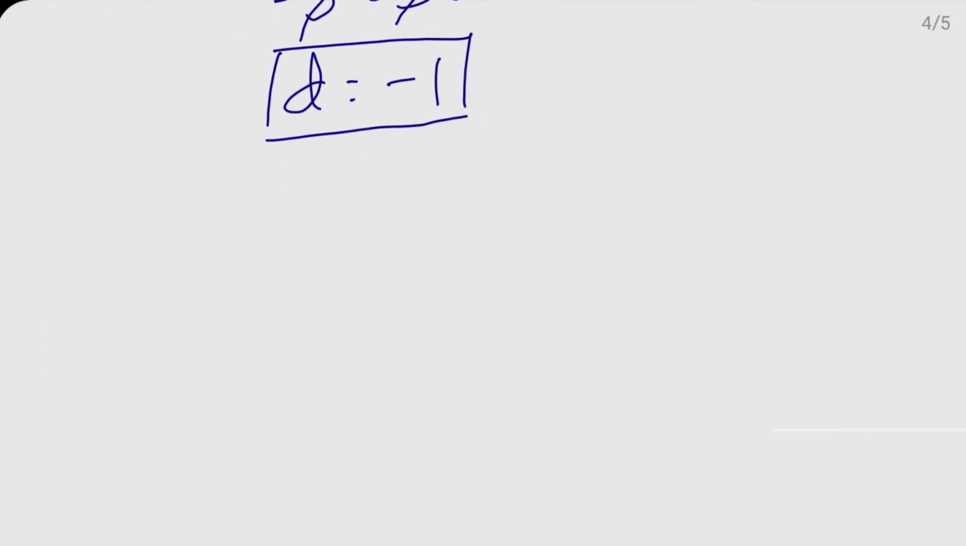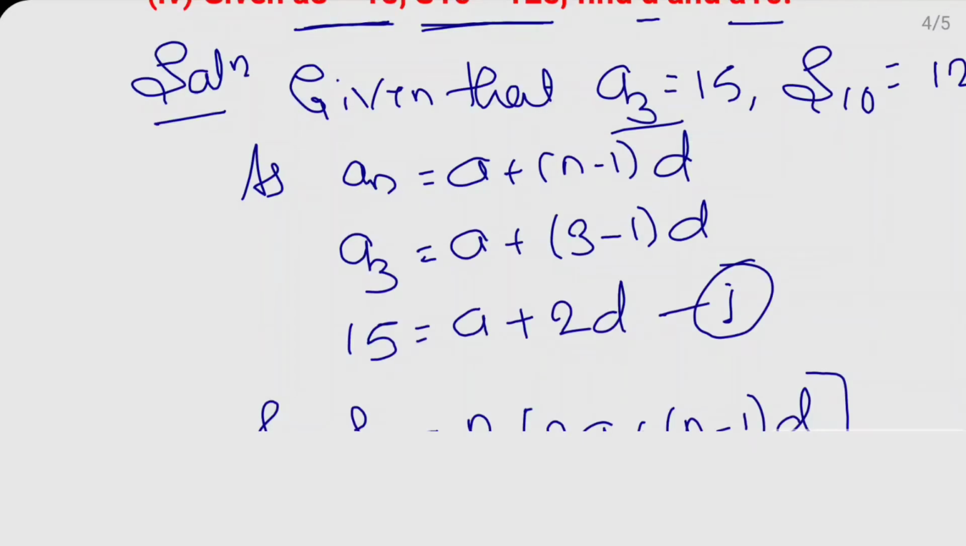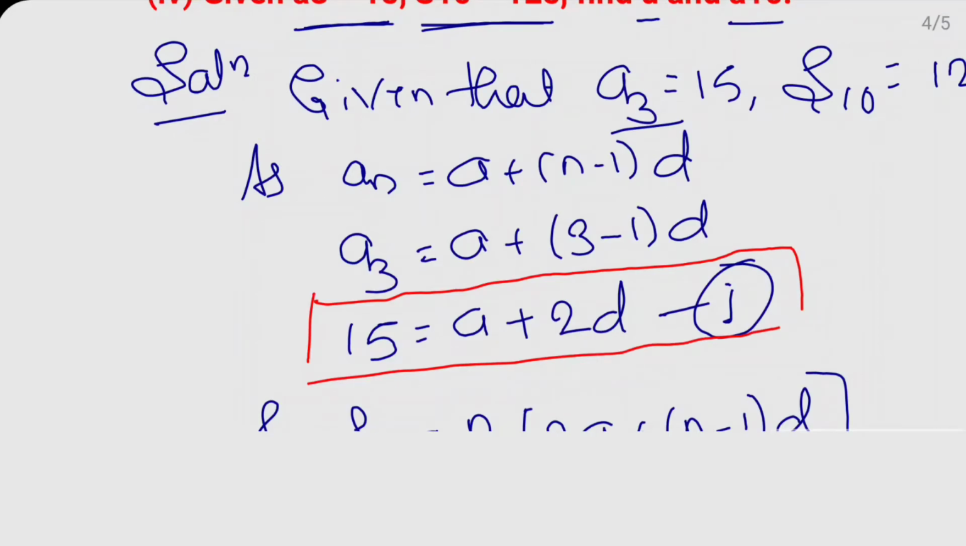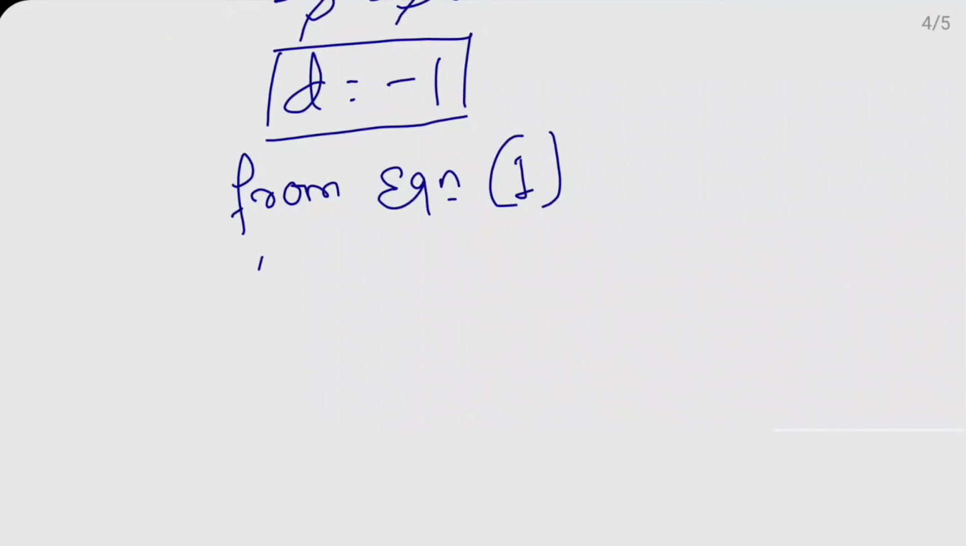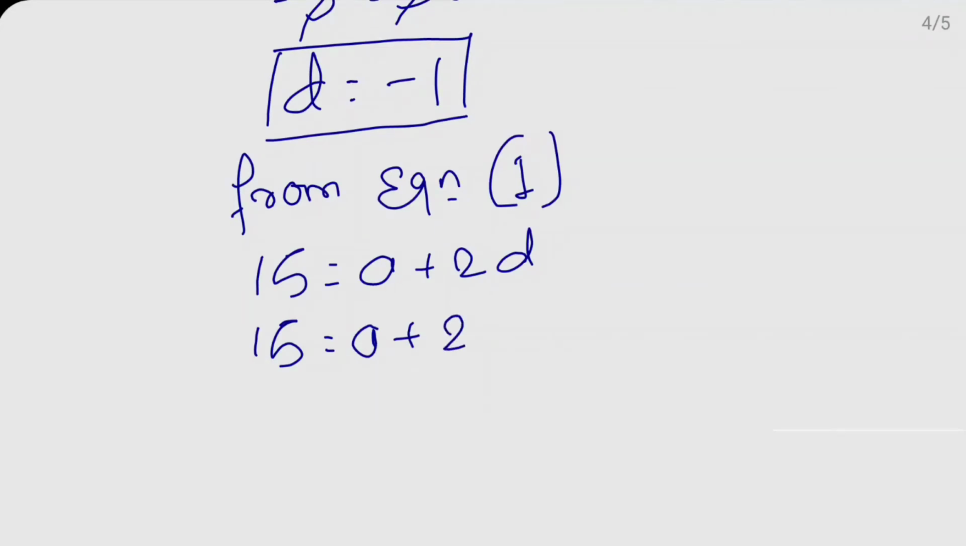So now, from equation 1. So what is equation 1? Look here. Equation 1 is 15 equals a plus 2d. So here 15 as it is, a plus 2 into d, and d is minus 1.